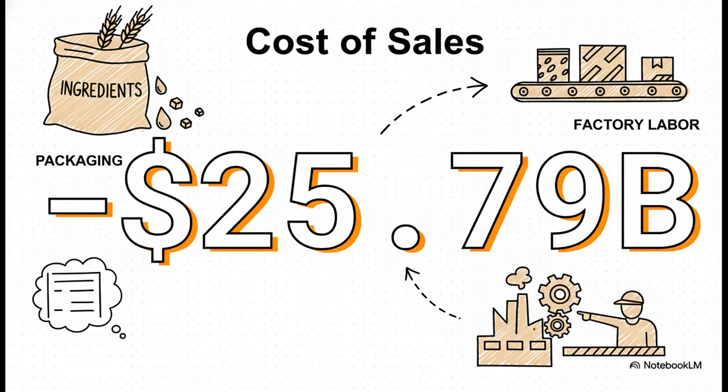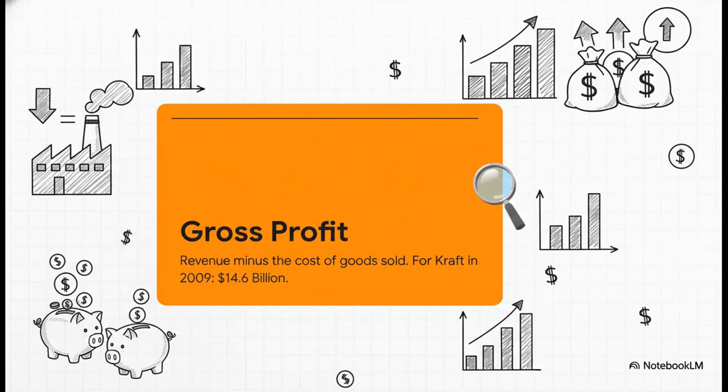And here's the first big bite out of that number. To make that $40 billion in sales happen, Kraft had to spend almost $26 billion on what's called the cost of sales. This is the direct cost of making the products. The cheese, the crackers, the packaging, the people in the factory, all of it. So you do that simple math, revenue minus cost of sales, and you get your first level of profit, $14.6 billion. This is called gross profit.